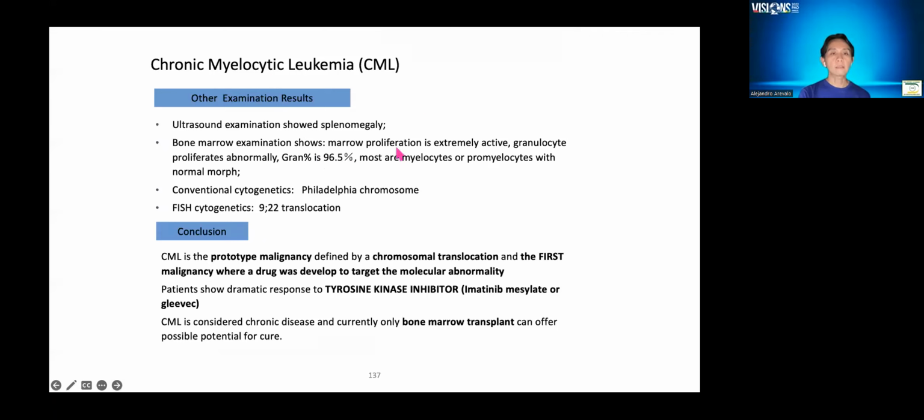Now for CML, oftentimes patients would present with splenomegaly, and if you do a bone marrow, the bone marrow is hypercellular because of granulocytic proliferation. Of course, to establish the diagnosis of CML, you need to do karyotyping and FISH cytogenetics to document the presence of Philadelphia chromosome and/or the 9;22 translocation.